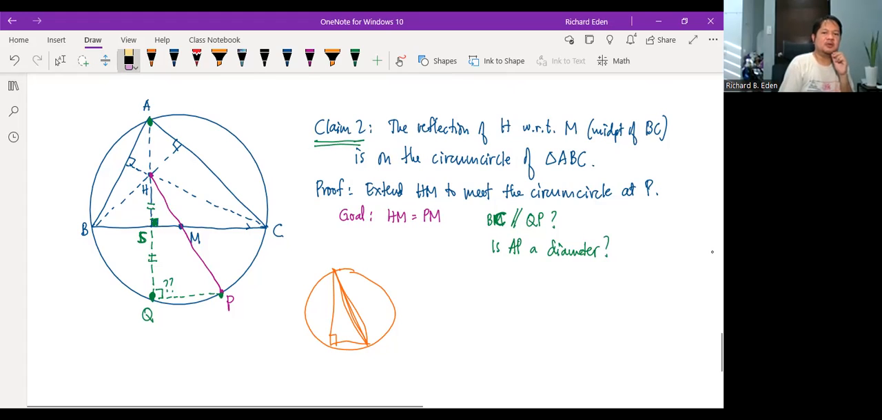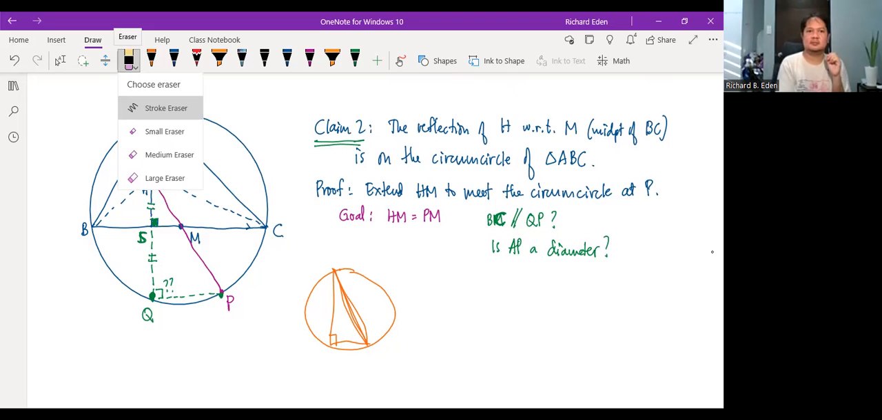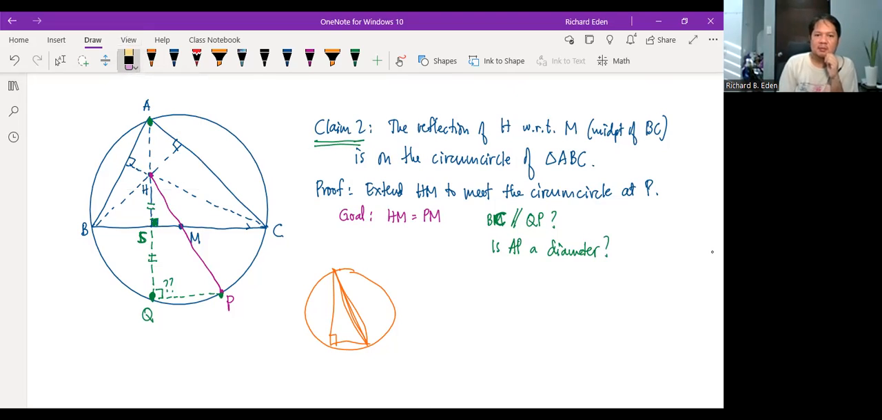How about let me rephrase this. Instead of defining P as the extension of HM as it meets the circumcircle, let me change this. Reflect H with respect to M. So let P be the result. And then what we will do instead is show that P is on the circumcircle.